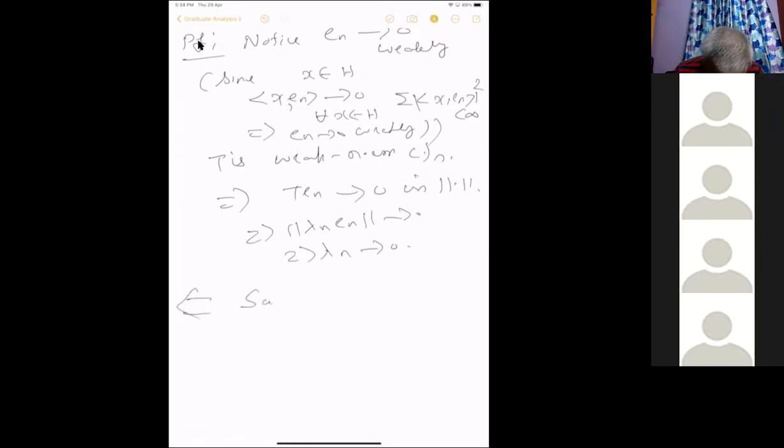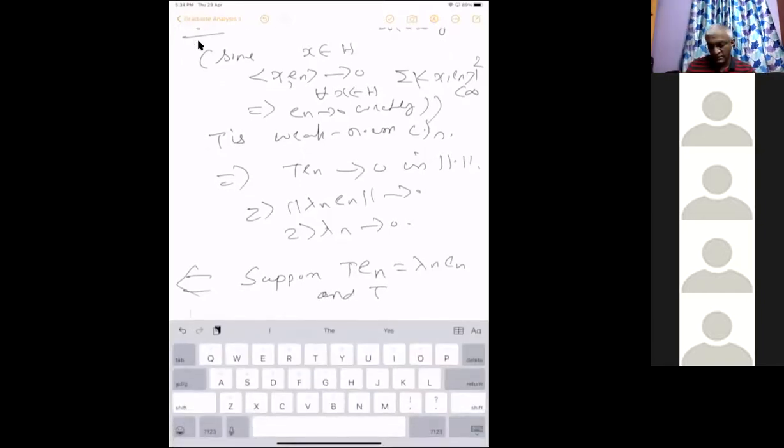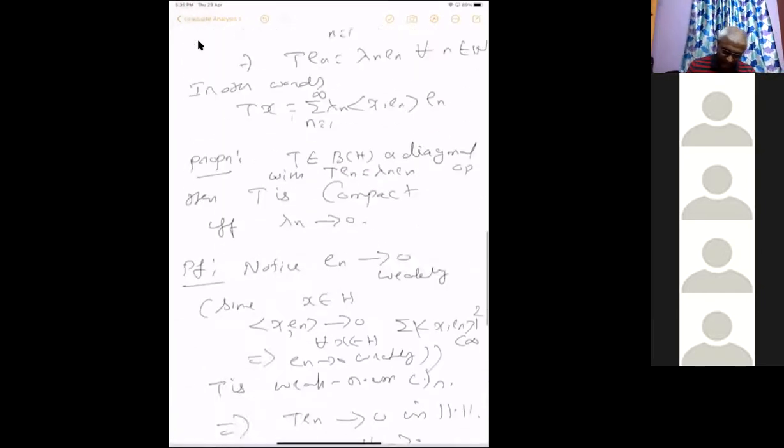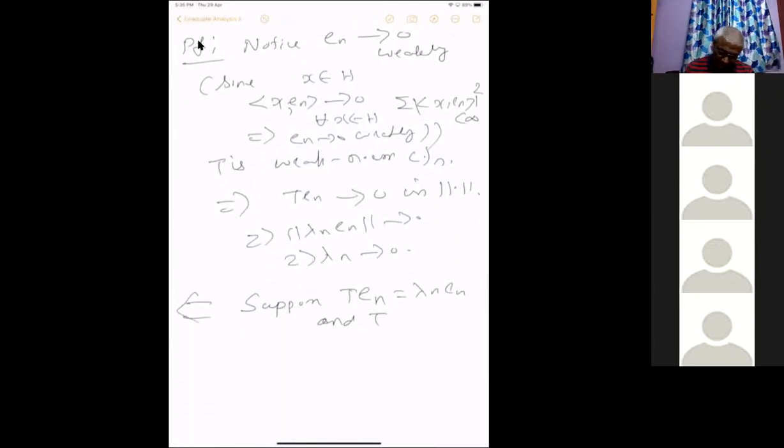So suppose that for some orthonormal basis e_n, T e_n equals lambda_n e_n, and lambda_n goes to 0. Then we want to prove that T is compact.